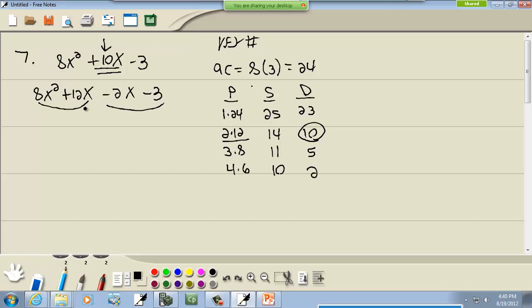Then I want to factor by grouping. With factor by grouping, we group the first two together and group the last two together. Now looking at only the first group, you ask yourself what the GCF of it is. They have a 4 and an x in common. And that gives us 2x plus 3.